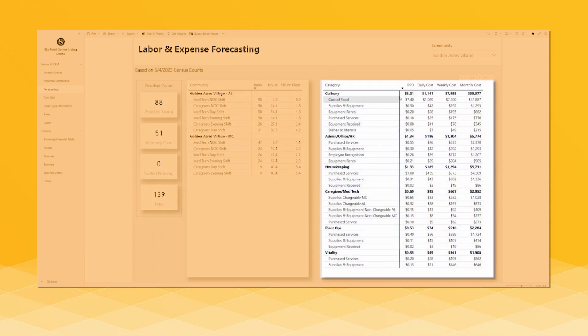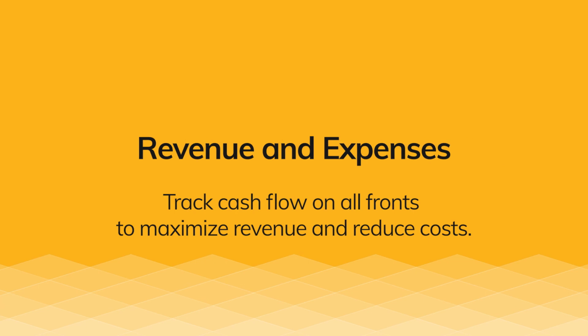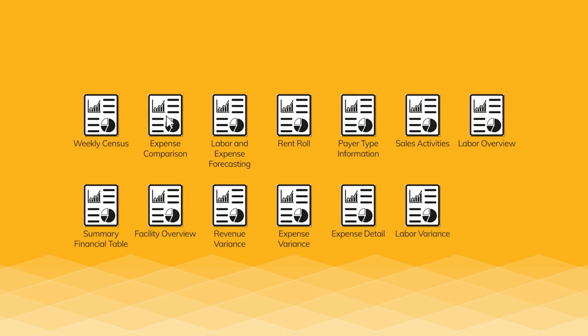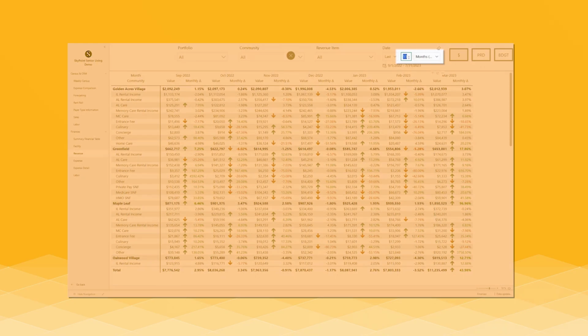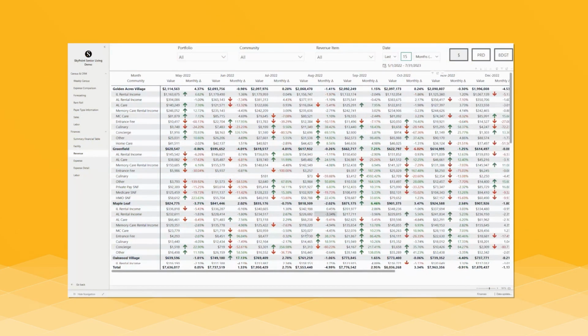Get an overview of the cost per category on a daily, weekly, or monthly basis. Similar to the forecasting report, the expense comparison helps visualize costs across facilities of a given portfolio. Visualize how your costs are changing under certain categories, or a given time period with month-to-month variances.